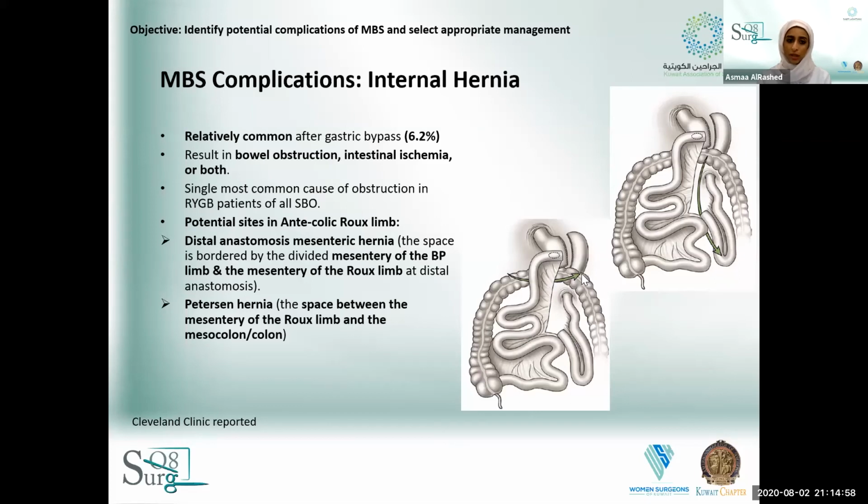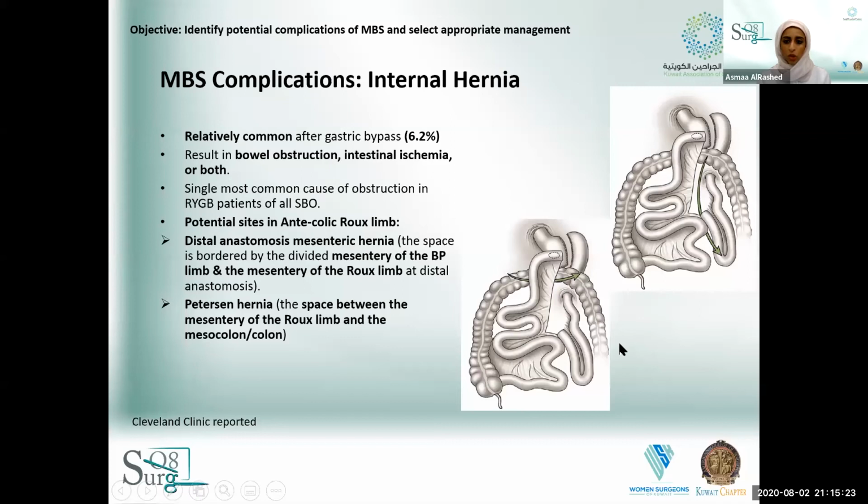So that's the second area. Internal hernia is actually very common. When we say very common, one of the reports is up to more than 6%. And there's one report from Cleveland Clinic that looked at all their obstructions, and they found that the most common obstruction in patients after gastric bypass is actually internal hernia, right?